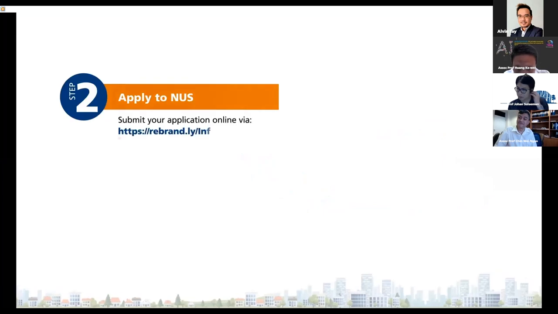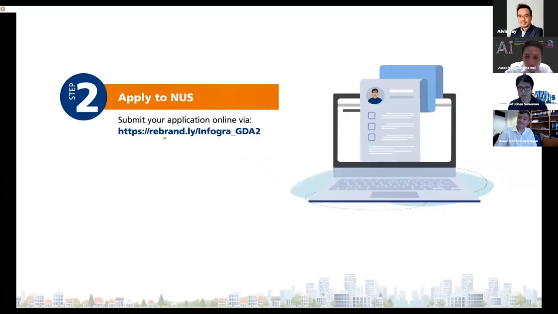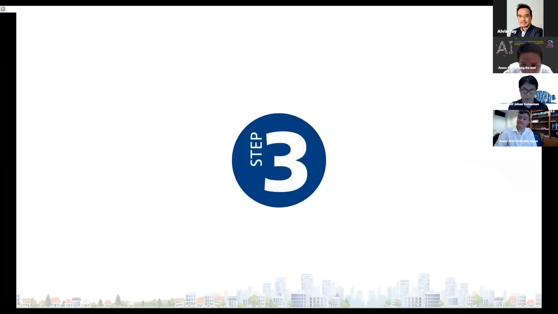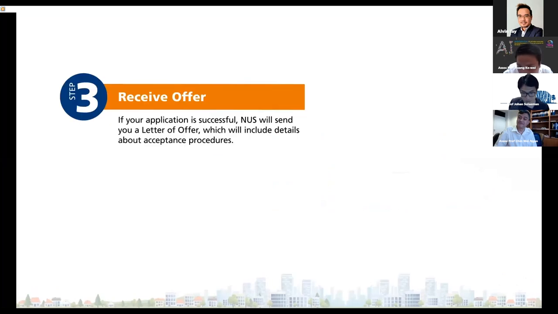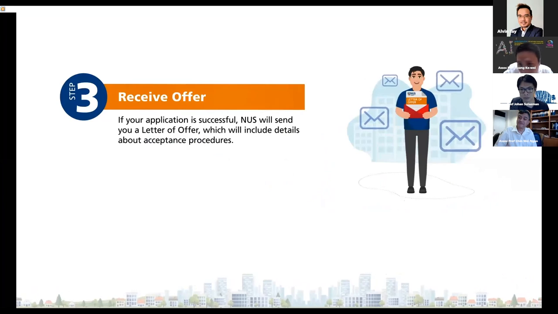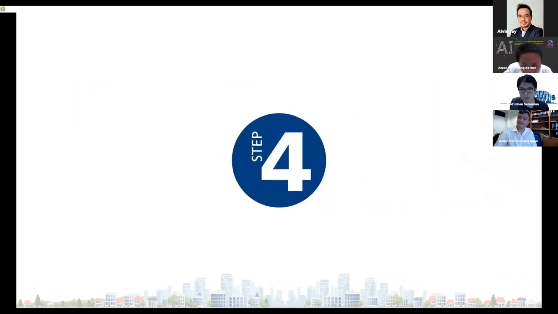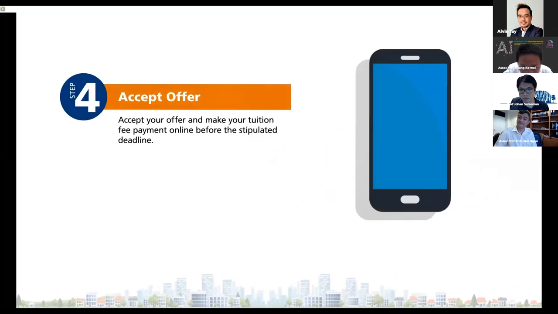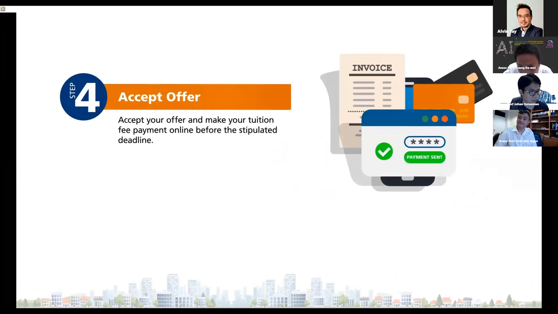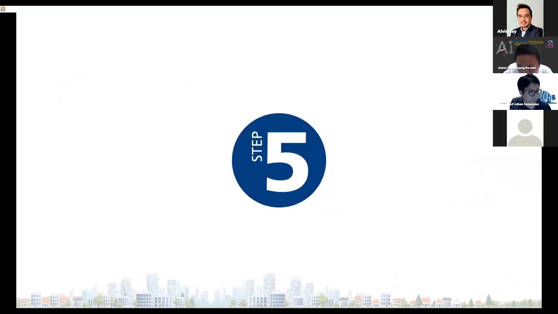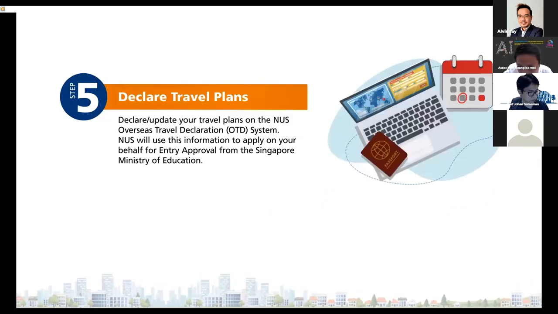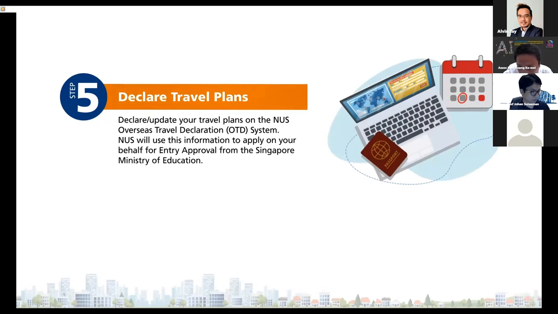Step 2. Apply to NUS by submitting your application online via this link. Step 3. NUS will send you a letter of offer when your application is successful. Step 4. If you decide to accept the offer, make your tuition fee payment online before the stipulated deadline. Step 5. You need to then declare your travel plans on the NUS Overseas Travel Declaration System due to the COVID-19 situation.